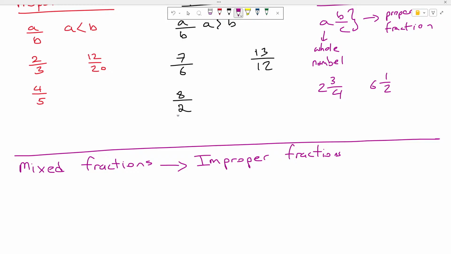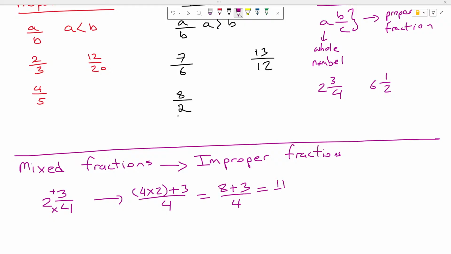Now let's say, guys, we have 2 and 3 quarters. How can we convert it into an improper fraction? So what do we do, guys? We take 4, multiply with 2, and then add 3. If we write it down, we'll have 4 times 2 plus 3 over 4, right? The denominator will always be the same. So we have 4 times 2 is 8, plus 3, over 4, which is 11 over 4.